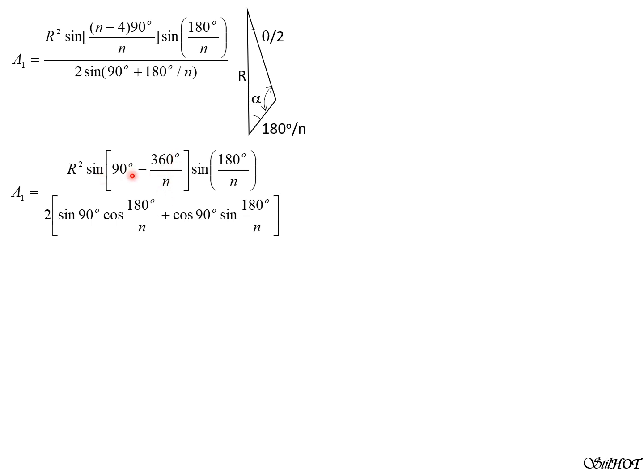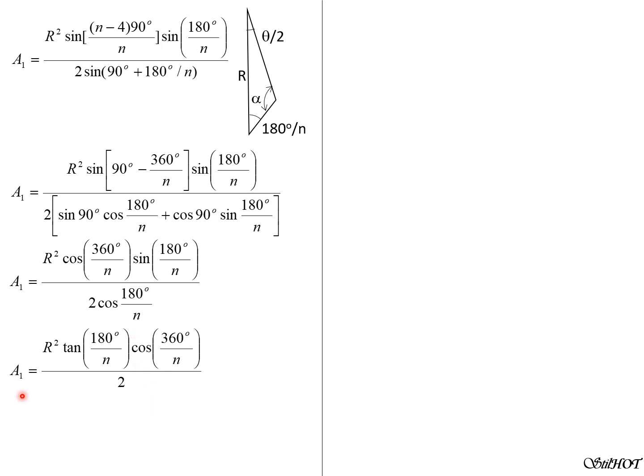Remember, just like sine of 90 degrees minus theta is cosine of theta. So imagine this is another angle. So r squared cosine of 360 degrees over n, then sine of 180 degrees over n. This is simply 2 cosine of 180 degrees over n, because cosine 90 is 0. So sine over cosine is tangent of 180 degrees over n. So the area becomes r squared tangent of 180 degrees over n cosine of 360 degrees over n over 2.